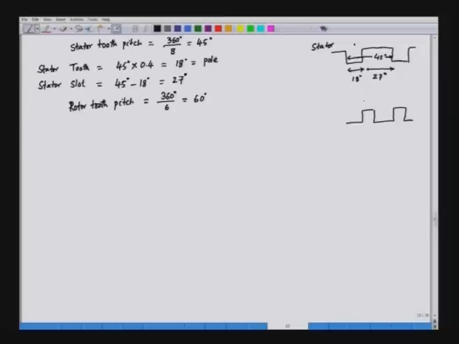So, this is the complete 60 degree, which includes the tooth plus the slot. Now, what is the rotor tooth pitch? We can say that the rotor tooth here is 60 into 0.4, that is equal to 24 degrees. That is the rotor tooth.